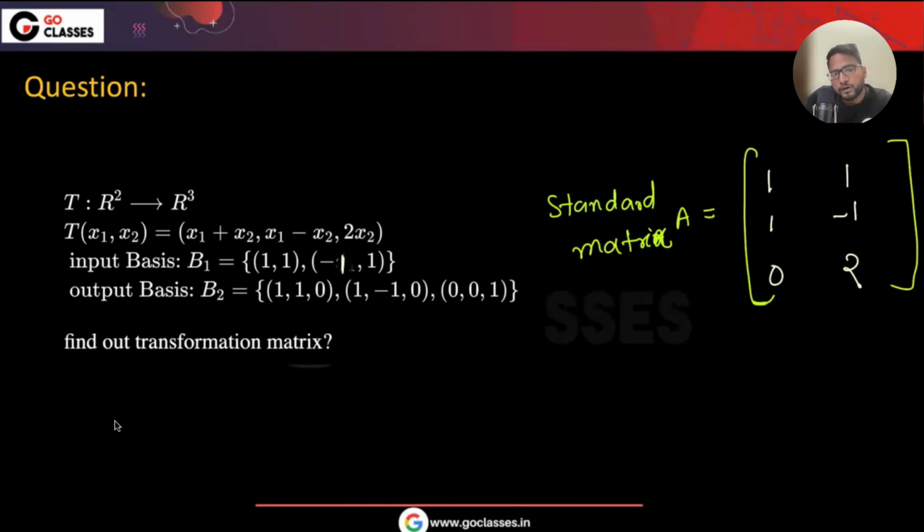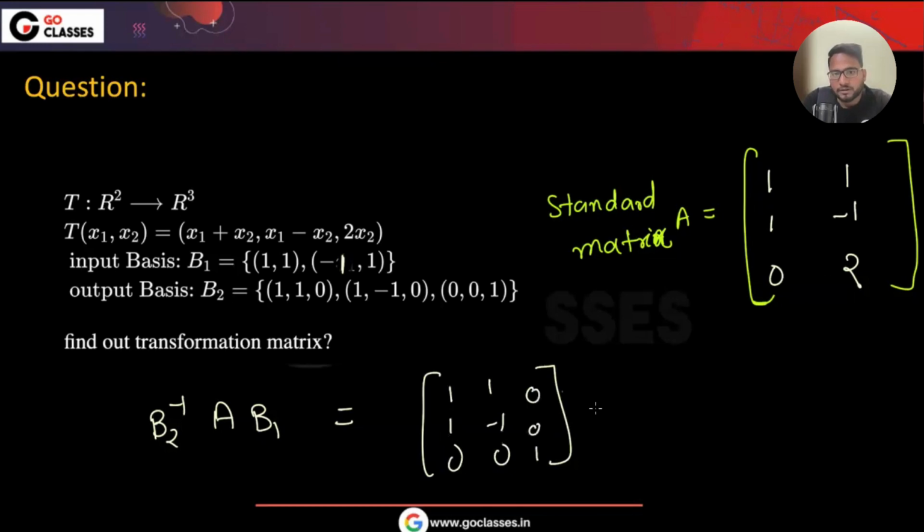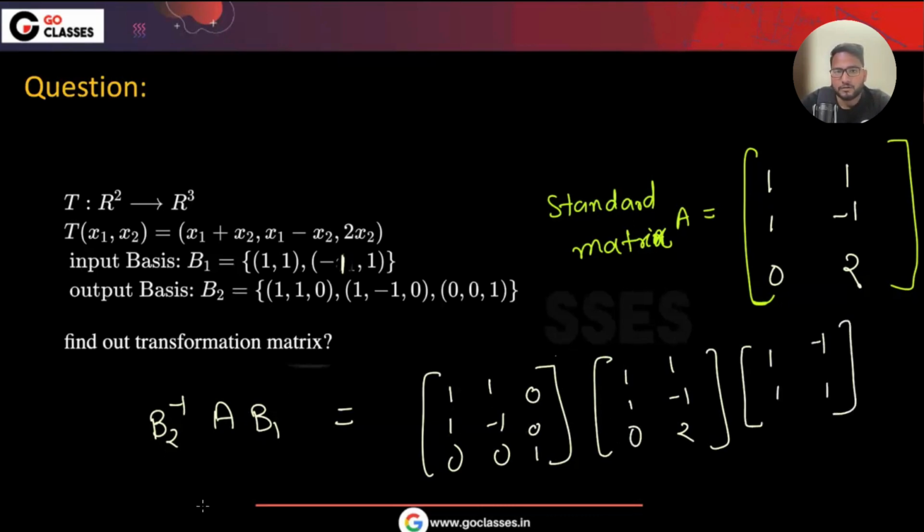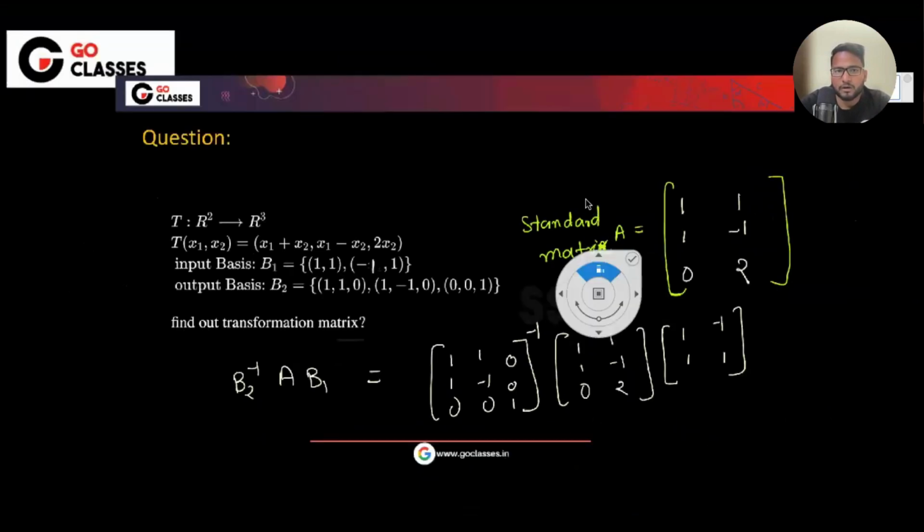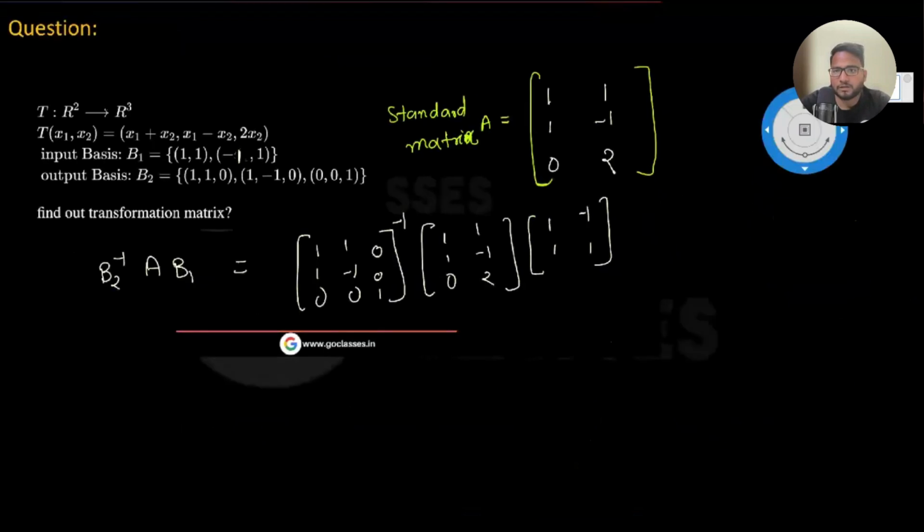Okay, let's quickly do it the direct formula way, which is b2 inverse a b1. So b2 is 1 1 0, 1 minus 1 0, and then 0 0 1, right? This is a, which is like this, and b1 is 1 1 minus 1 1. Now let's find the inverses and see what answer we get.